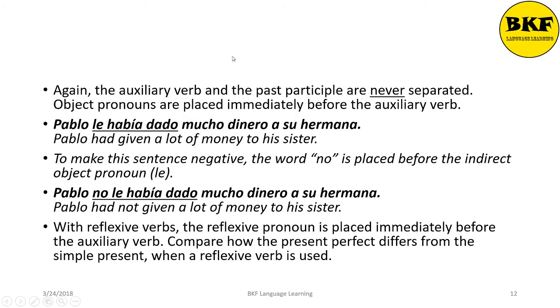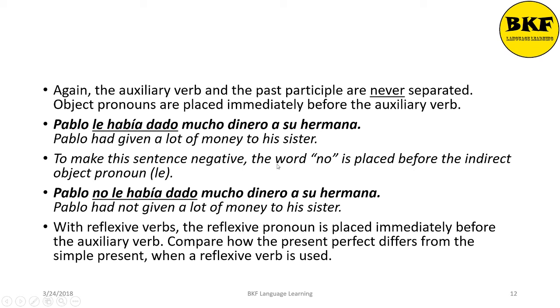Again, the auxiliary verb and the past participle are never separated. Object pronouns are placed immediately before the auxiliary verb. So again, some more examples. If I wanna say Pablo had given a lot of money to his sister, I will say Pablo le había dado mucho dinero a su hermana. To his sister is a su hermana. A lot of money is mucho dinero. Had given is le había dado.